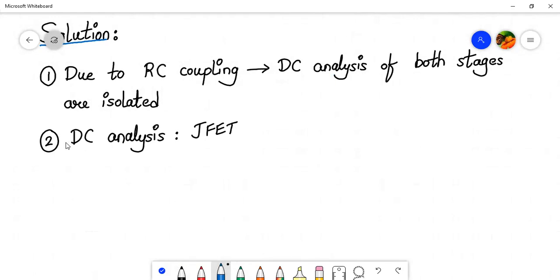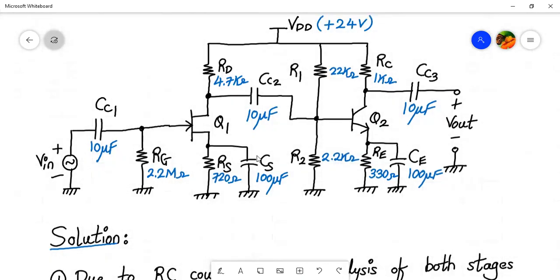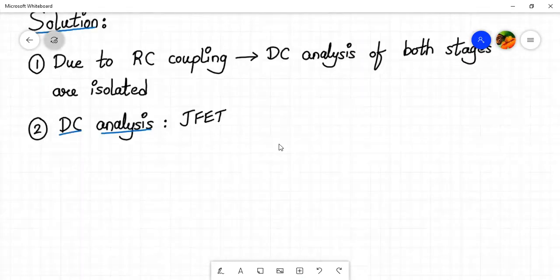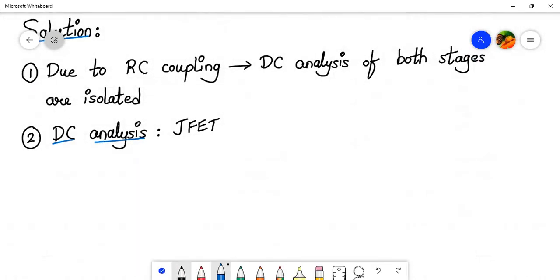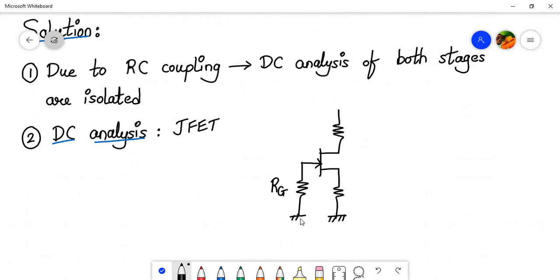Now, what is the criteria for a DC analysis? For DC analysis, all the capacitors will behave as an open circuit. So what we are left with in our network for the first stage will be RG, RS, RD, and Q1. So let us draw that again quickly. We have the following circuit available to us now. This is RG, that's RD, and RS. Only this much is the network, and this is VDD.